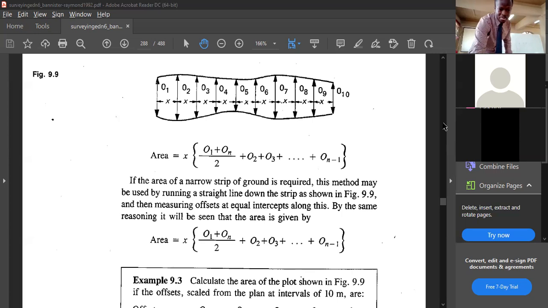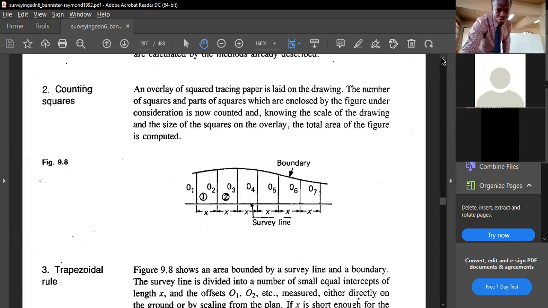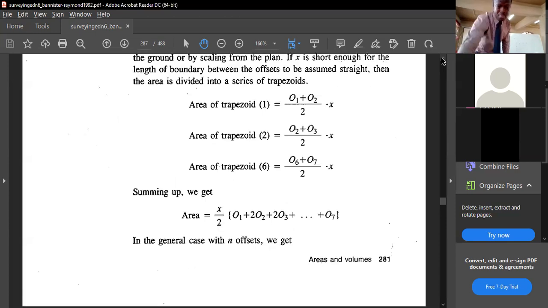Okay, so there's another method that we want to look at. This one is the trapezoidal rule. With the trapezoidal rule, you have an area. So let's assume this area.